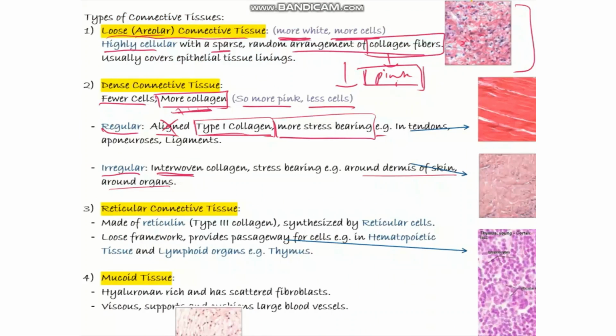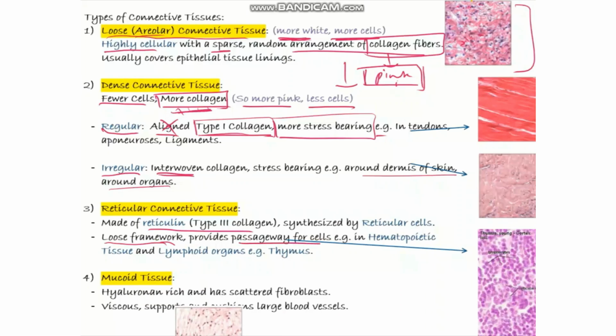In third place, we have the reticular connective tissue. It is made up of reticulin, type 3 collagen. We have studied this so many times before. We studied its presence in the basement membranes, and now we also have it in the reticular connective tissue. And what it does is that it forms a very loose framework, and this loose framework means that there are spaces for passageway for larger components in the ECM.